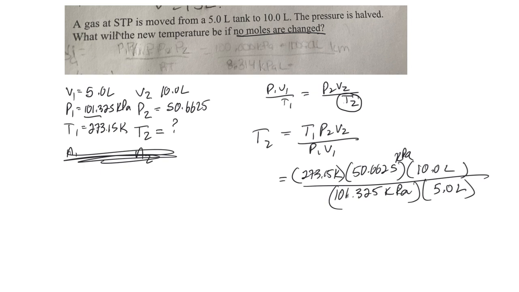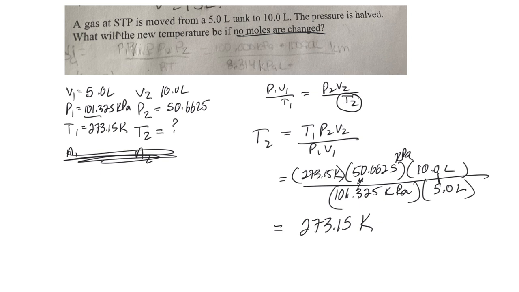Now, if you look at these numbers, that's half, right? 10 divided by 5 is 2. And then this one is the other way. So really, both of those are going to cancel out. So if you multiply all this, it should come out to 273.15 Kelvin. So the temperature won't change.